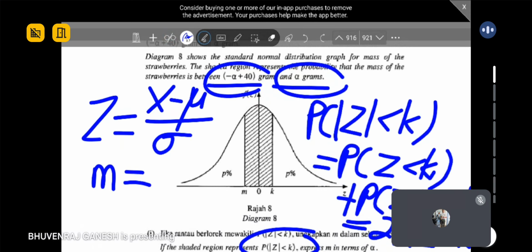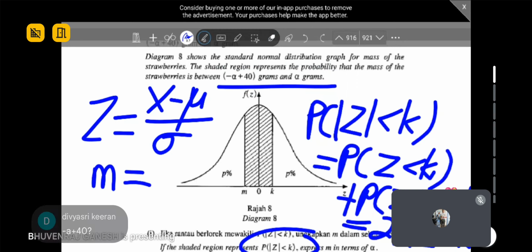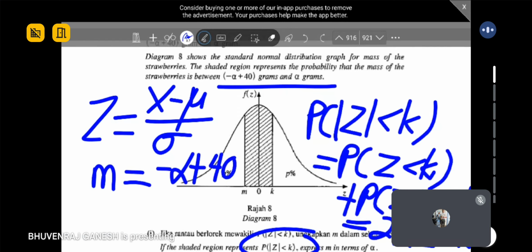What is your x value, guys? Apa nilai x kat sini? May I know? Think and see. Apa nilai x kamu? What is your x value? You can refer to the question. So which one is the correct one? Anyone? Apa nilai x betul? Yes. Okay, the answer is negative alpha plus 40. Okay, your x value is negative alpha plus 40.